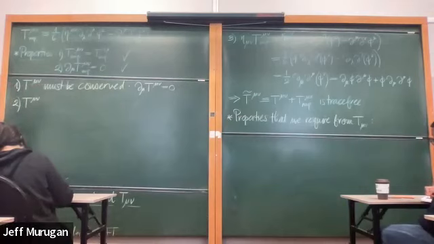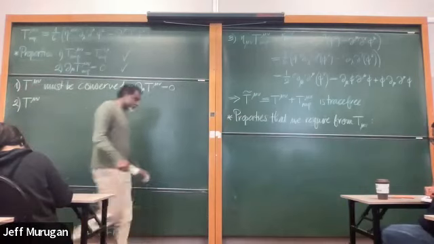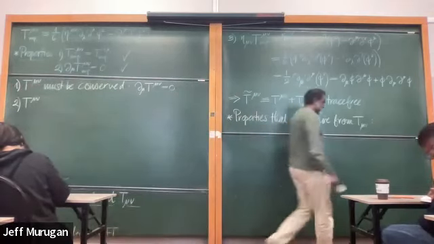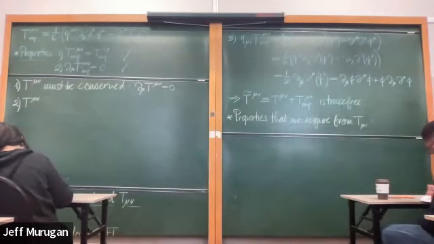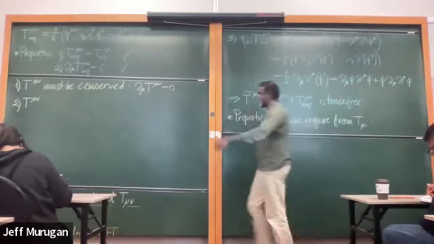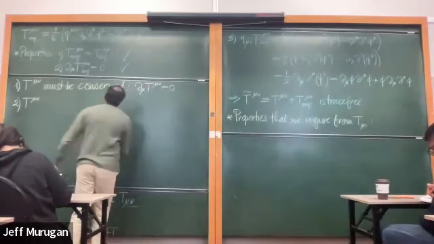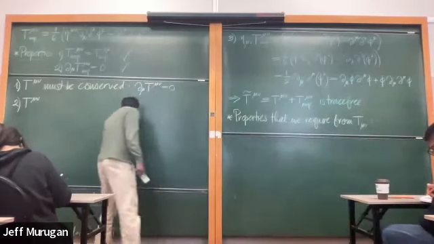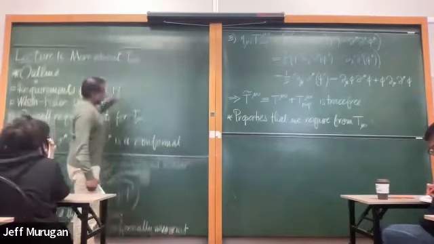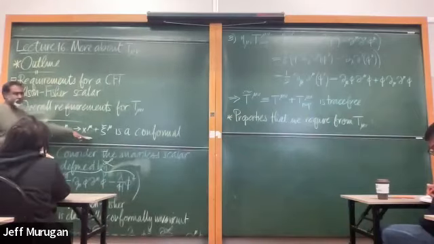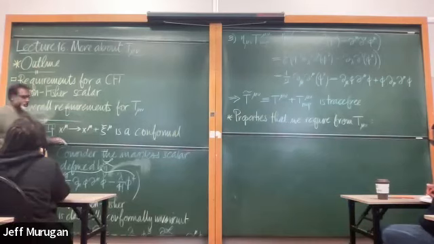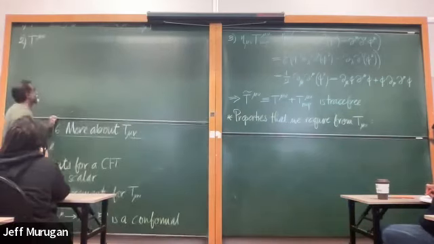T mu nu must be symmetric. This is because we want to couple this, whatever we're talking about, to gravity, for example, then it certainly must be symmetric. We phrased it another way in the last lecture. We said that if I had any transformation that was an isometry of the metric, then T mu nu was necessarily symmetric.